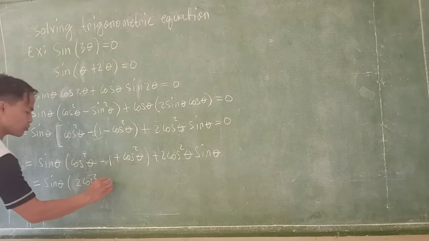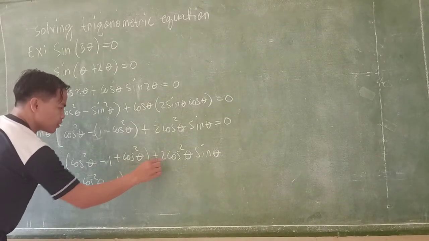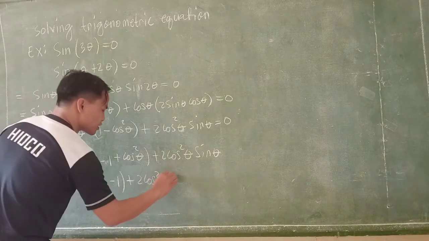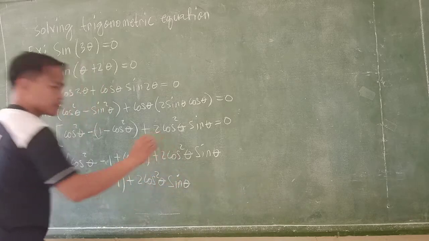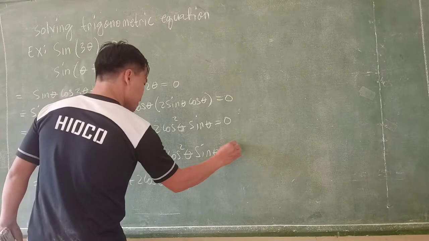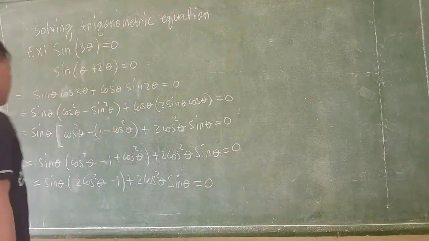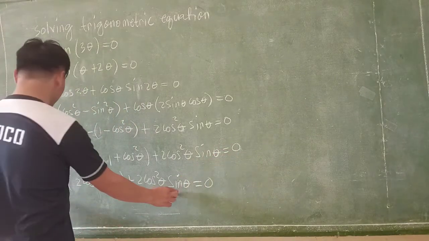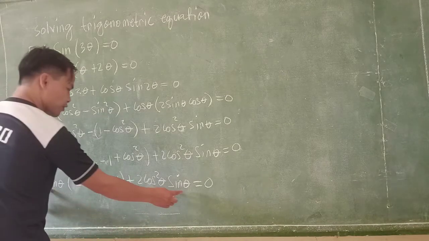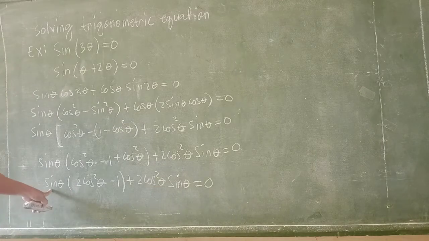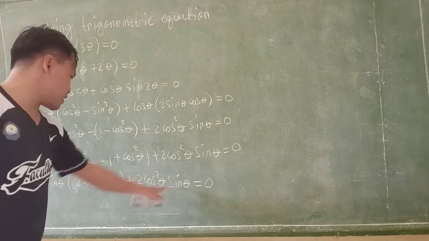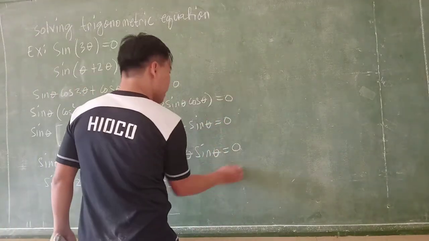Minus 1, plus 2 cos squared theta, then sine theta, and this is equal to 0. There is sine theta in both terms, so we can use factoring by removing the common monomial factor. The common factor is sine theta.